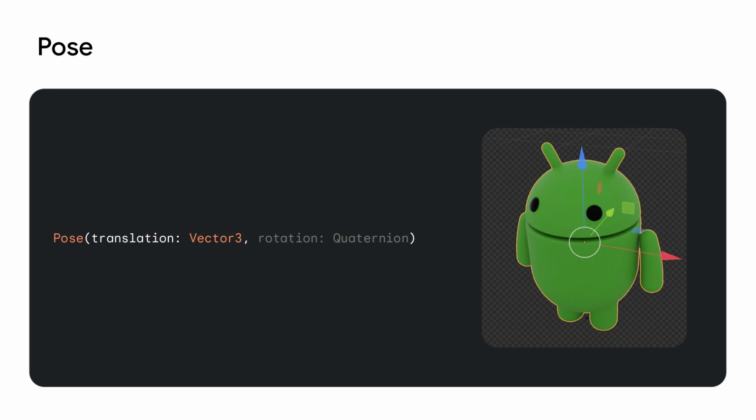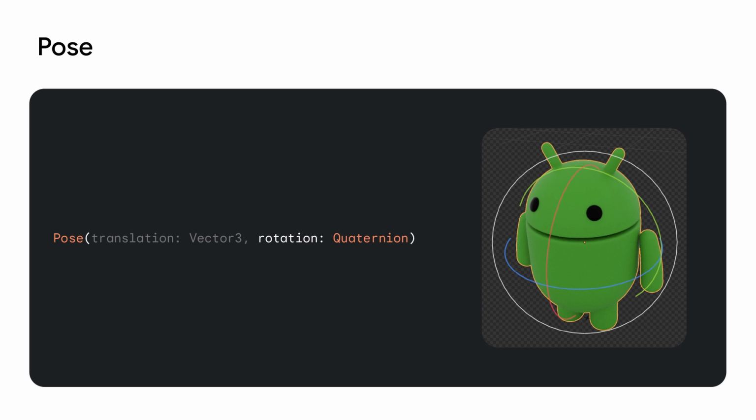To break this down, the translation part is a 3D vector that allows us to specify how far in the X, Y, and Z dimensions we should move the entity to get it in the right position. When we have the entity moved to the right point in space, we use a quaternion to specify how it should be rotating such that it's facing the correct direction.